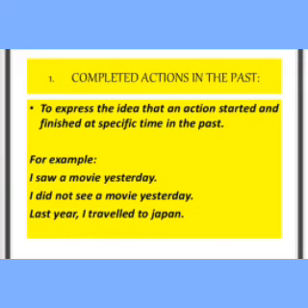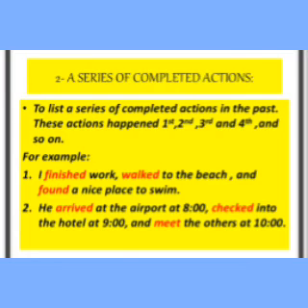The second use of the past tense is it lists a series of completed actions that had taken place in the past. These actions happened in the first, second, third, and fourth, and so on. I finished work, walked to the beach, and found a nice place to swim. He arrived at the airport at 8, checked into the hotel at 9, and met the others at 10.